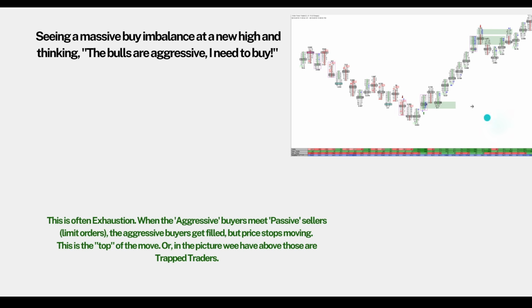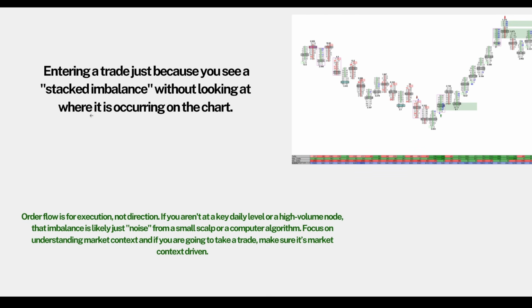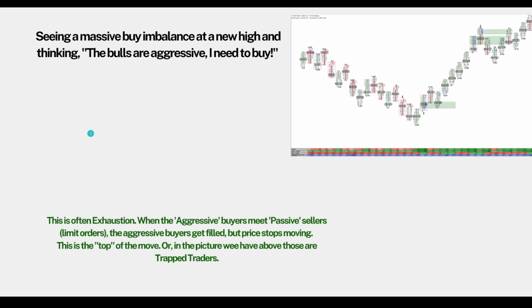So the second one is seeing a massive buying imbalance at a new high and thinking the bulls are aggressive, so I need to buy. I'm going to use the same setup, because here it's a different thing. Here we're talking about stacked imbalances, but here we're talking about the market. Oh no, this is the first one, this is the second one: seeing a massive buying imbalance at a new high and thinking the bulls are aggressive, I need to buy. This is often just exhaustion.